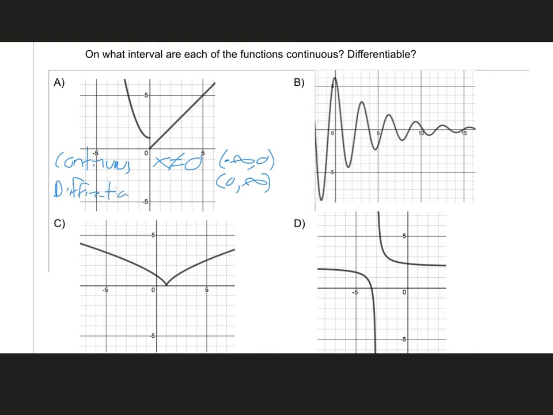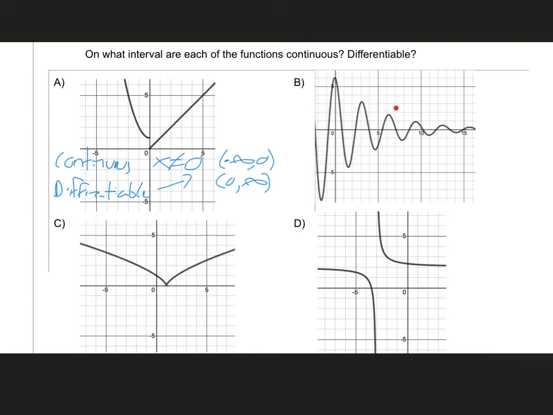Differentiable, same. Because everywhere over here, you're going to have a nicely defined slope. It's different at each point, but we can differentiate. Same over here. Well, here it's just always 1, so we can certainly take the derivative there. But right at 0, is the slope 0 or is it 1? As I talk about that limit approaching, I don't know which one it is. So, not differentiable there.